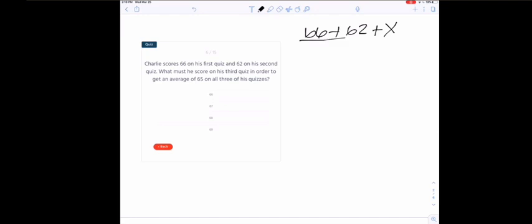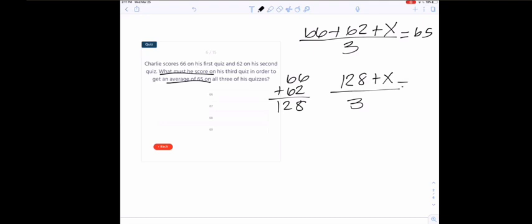And then to find the average, we're going to divide by however many there are, which are 3. And we know that this will give us an average of 65. The question is asking us what he must score. So if we put an x there, it's going to help us solve it. So now let's do 66 plus 62. So we can simplify that. That's 128. So 128 plus x divided by 3 is equal to 65.